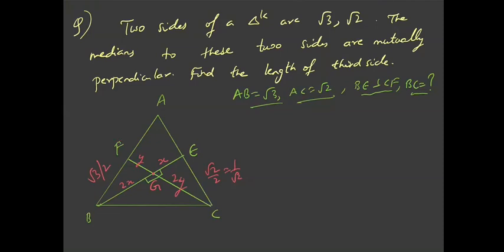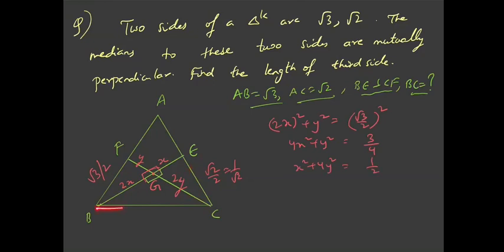Now, let us use the Pythagoras theorem because we know that the medians are perpendicular, right? So let us use the Pythagoras theorem in triangles FGB and GEC. In triangle FGB, you will get (2x) whole square plus y square is equal to (root 3 by 2) whole square, right? That is 4x square plus y square is 3 over 4. Similarly, in triangle GEC, you will get x square plus 4y square is equal to 1 over 2.